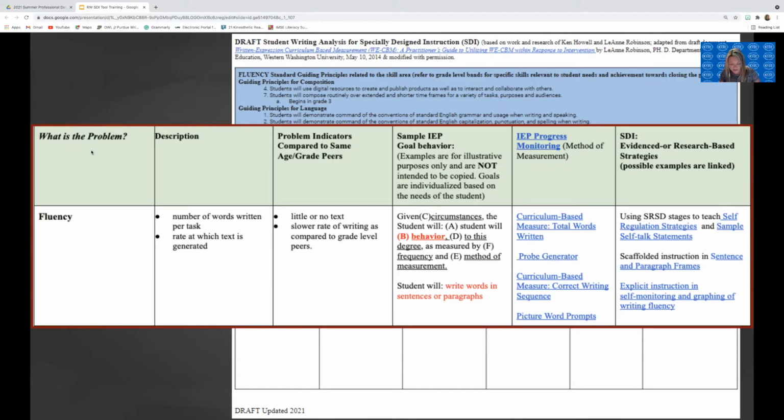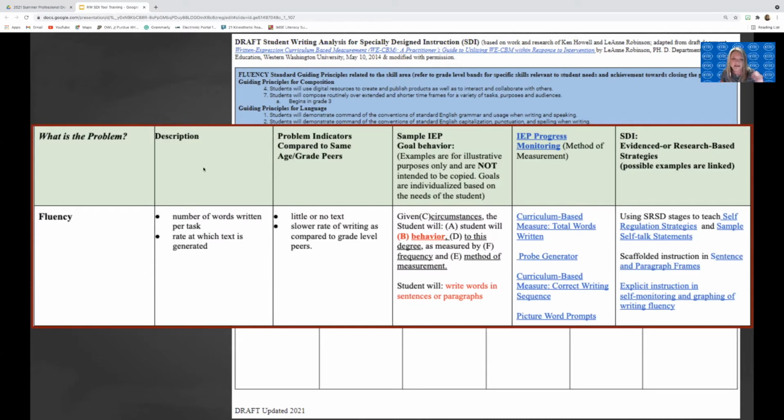As you go through the document, you will see the different categories of writing that we look at. So you would have fluency, and then legibility and conventions, word choice, which is with vocabulary, sentence complexity and grammar, content and structure, and the writing process. So those are all your different categories. So what is the problem? Would it be a fluency issue, and so forth?